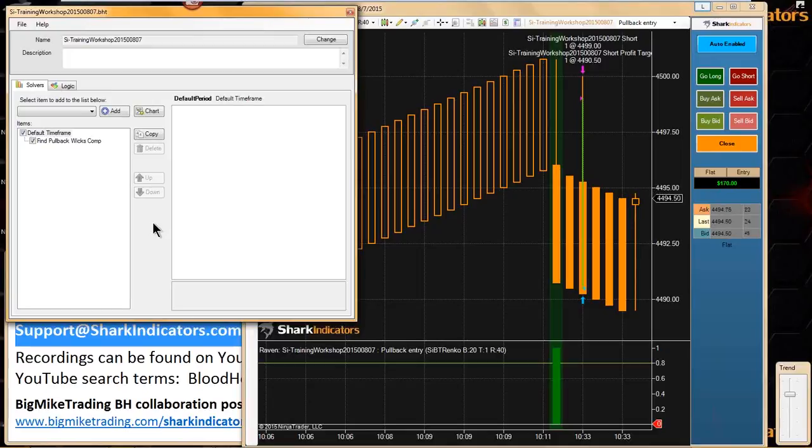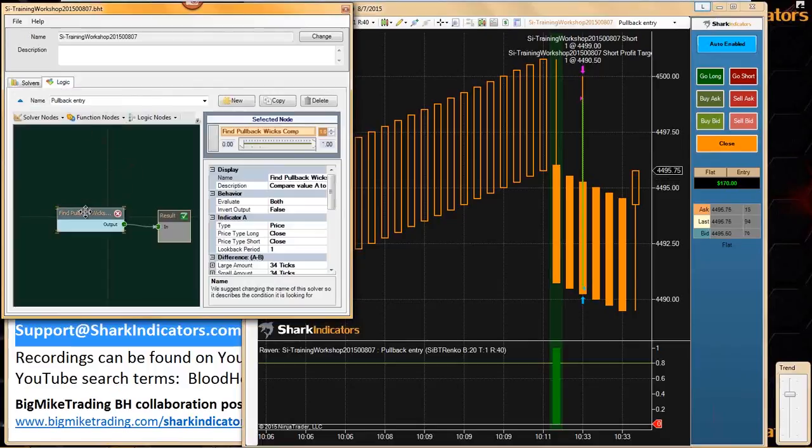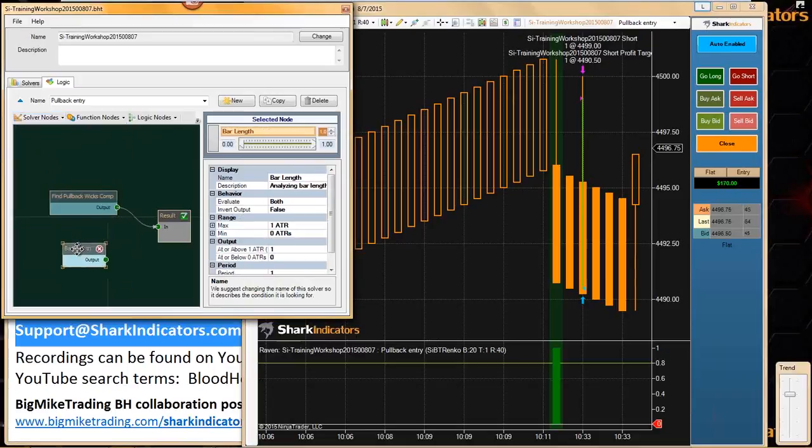NinjaTrader never really intended for you to have the ability to edit your indicator inside of your strategy in real time. I'm sure those guys never even imagined that someone would do this. So when we're editing BloodHound through Raven, essentially what we're doing is editing the indicator that's providing Raven with the trade signals. All right, so I better cut this short and get this bar length in here before price moves up too much.